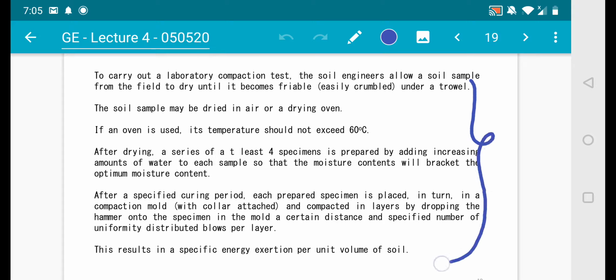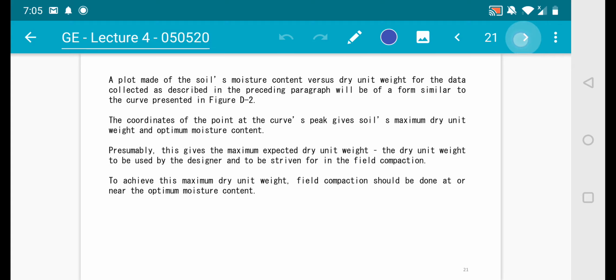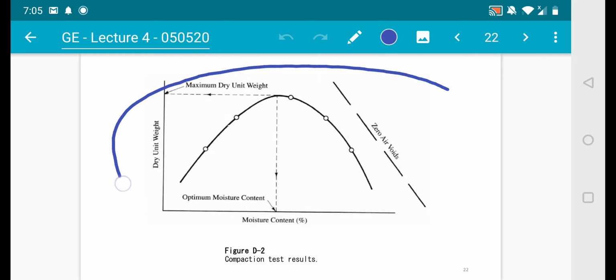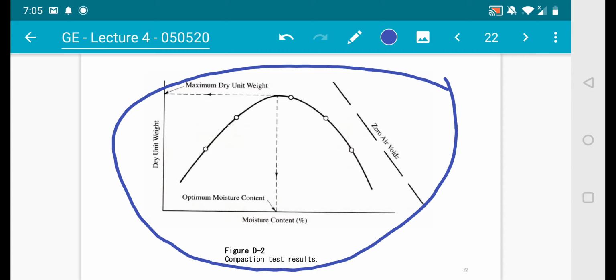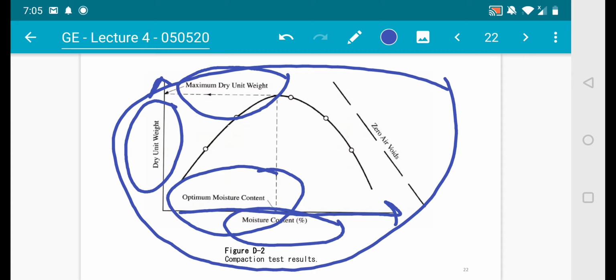Now these are the steps. Perhaps the most important thing is figure D2, which is the compaction test results. For the y-axis, you're going to have your dry unit weight defined, and the x-axis is the moisture content in percentage. And two basic parameters, maximum dry unit weight and optimum moisture content, are defined. And don't forget your zero air voids line.